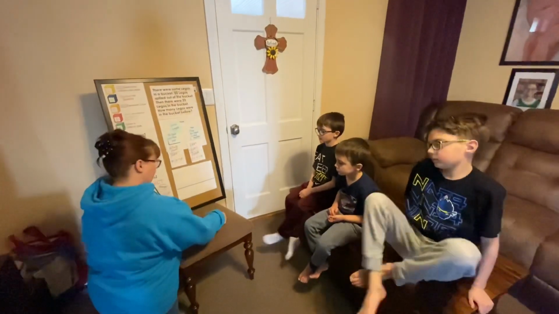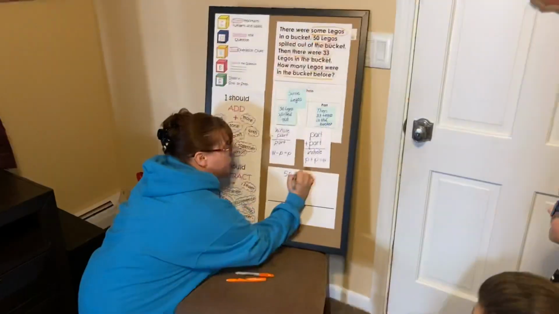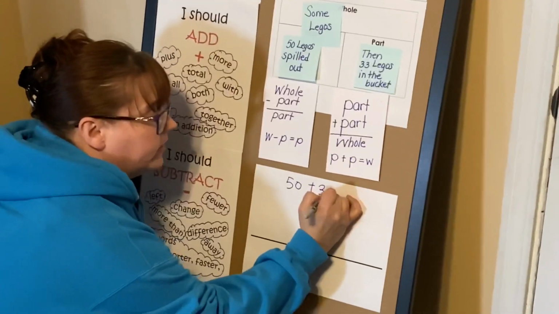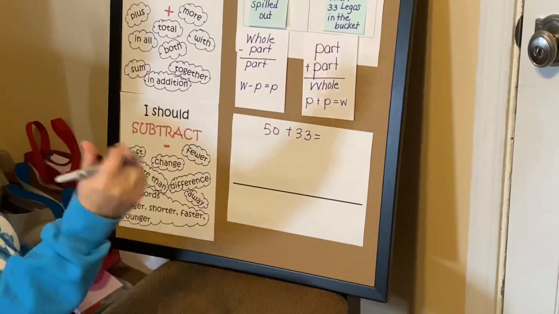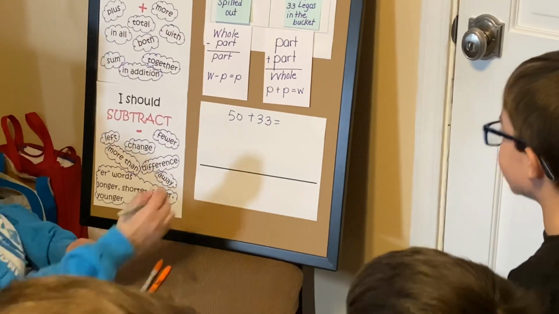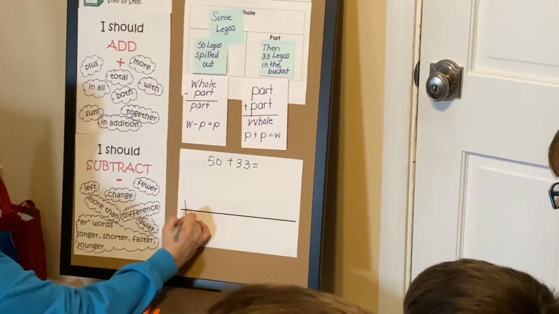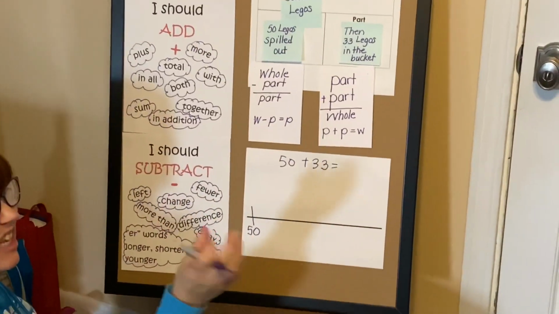So our problem is 50 plus 33. And we want to figure out what that equals. Aaron, should we start at 50 or should we start at 33? What do you think? 50, because it's a bigger number. Very good. Now, I have to add this in parts.